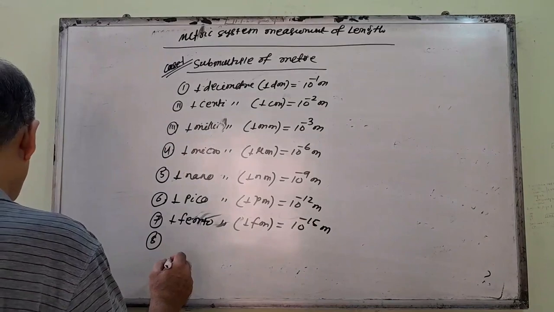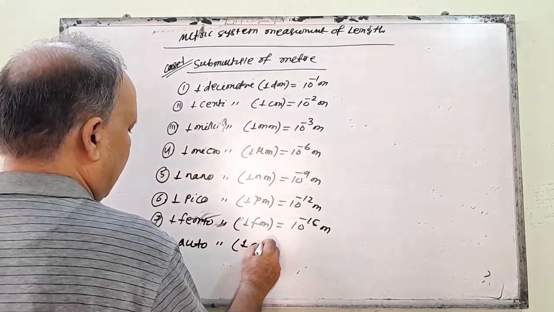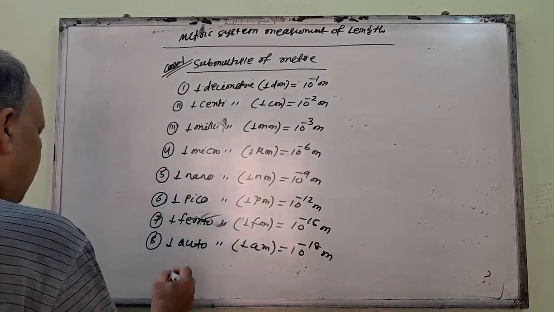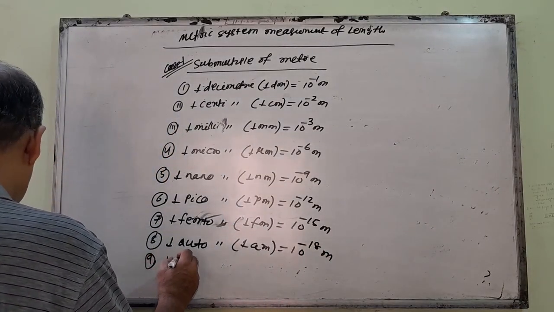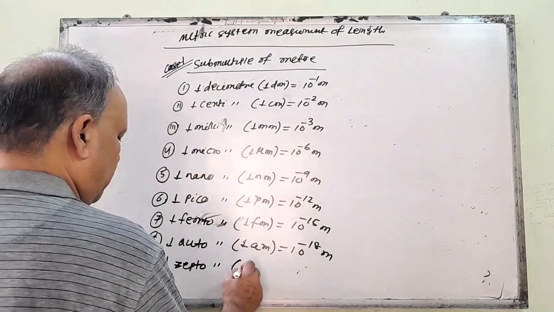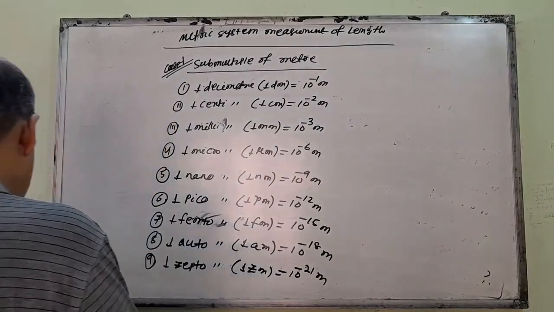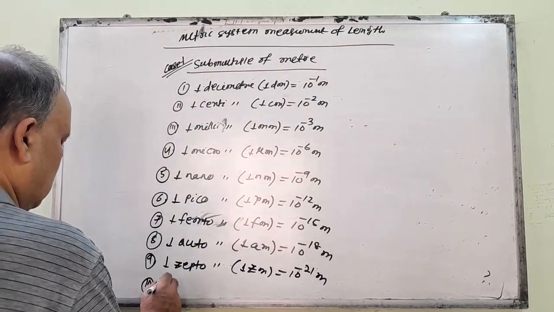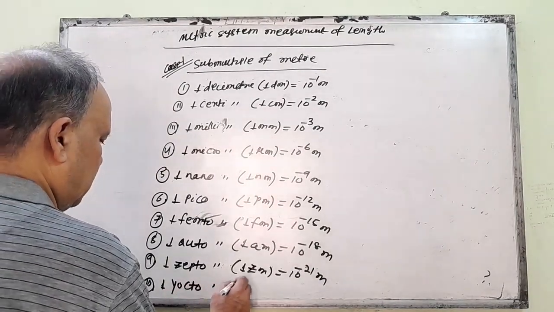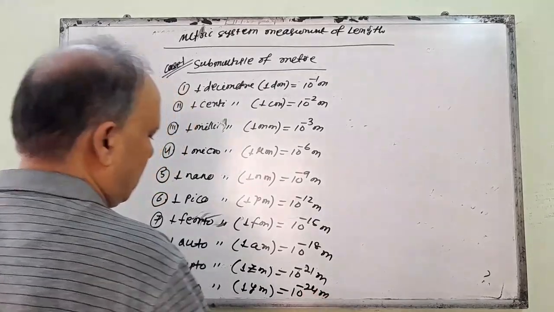Eighth one is 1 attometer, 1 am, that is equal to 10 to the power minus 18 meter. 1 zeptometer, 1 zm, that is equal to 10 to the power minus 21 meter, and 1 yoctometer, 1 ym, that is equal to 10 to the power minus 24 meter.